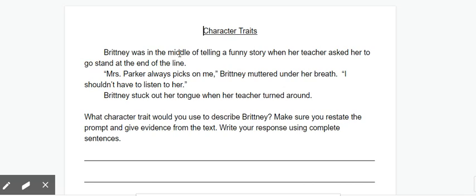Your first sentence should just say, "I would describe Brittany as," and give me the character trait. Or "A character trait to describe Brittany is," and give me the character trait. Period after the character trait. Okay? Then your second sentence should start with evidence-based terms. Okay? "According to the text," "it says in the text," something like that, and then give me your evidence.